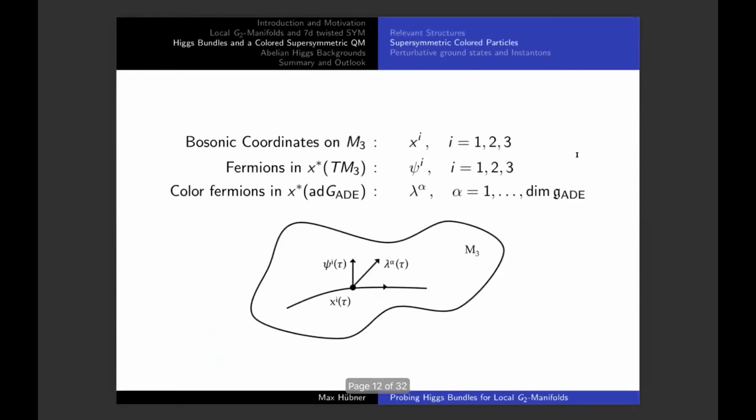So here is the field content again, and the picture I would like you to keep in mind. The image that one should have is that of a particle moving around in M3. And to that particle, there are two vectors attached. One is the psi vector, which details the fermionic bosonic content of the particle. Another one is the lambda vector, which carries information on how the particle sits in the Lie algebra. Given both of these vectors, one can then derive from the Higgs field the potential that the particle moves in.